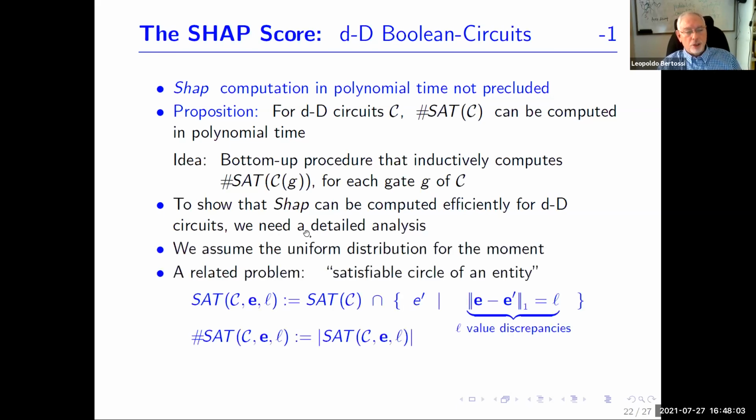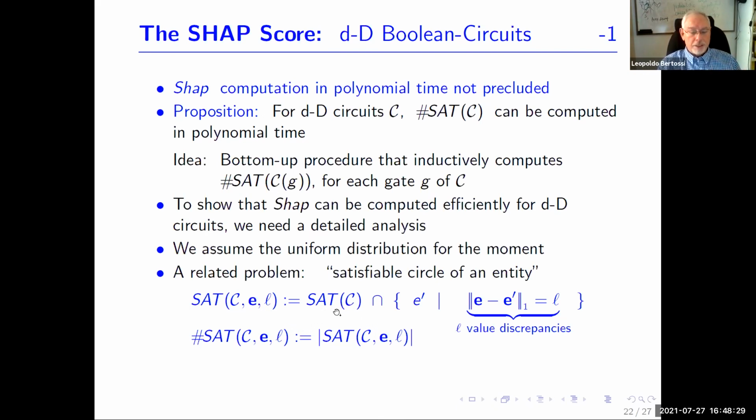So we're going to assume the uniform distribution for the moment, and then we create a related problem. That is what I call the satisfiable circle of an entity. It depends on E, notice, and this L is a number of features. What do we have here? These are the satisfiable circuits, I'm sorry, the satisfiable entities, those that get the value 1.